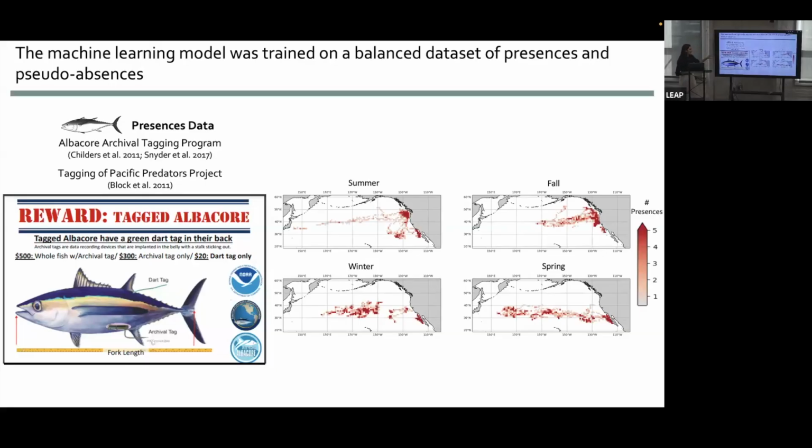So here we're looking at a heat map of presences where the darker red colors indicate either multiple fish in that grid cell or a single fish spent multiple days in that grid cell.